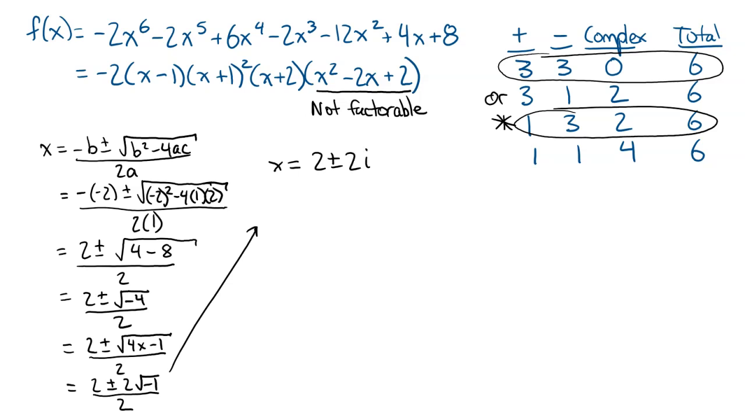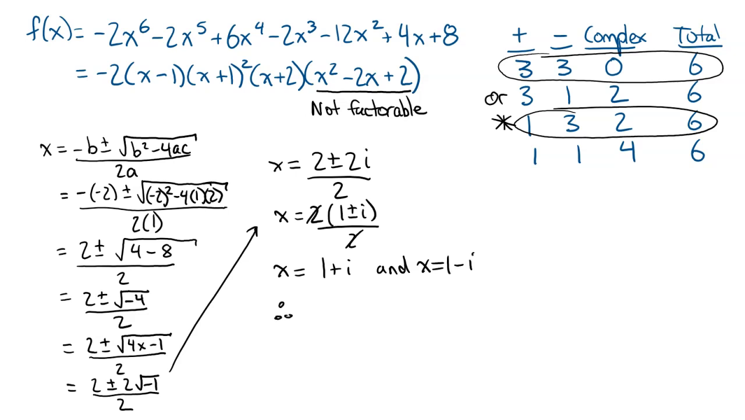The first thing we can do is turn that square root of negative 1 into i, because that's what the definition of i is. And then we can common factor a 2 out of the numerator and divide that out. So we get 1 plus i and 1 minus i. Those are the possible x values here. Now those are not significant on the graph because they're complex roots.